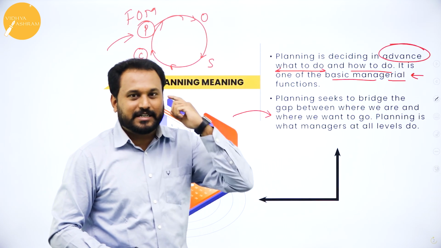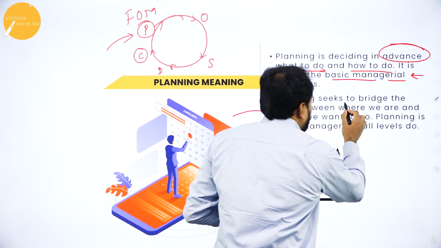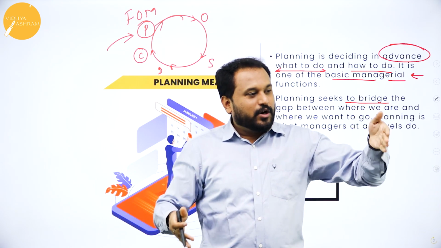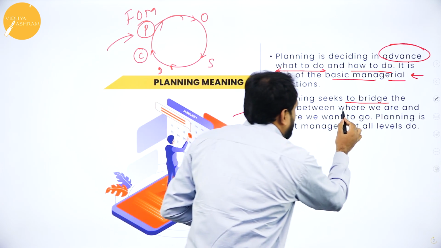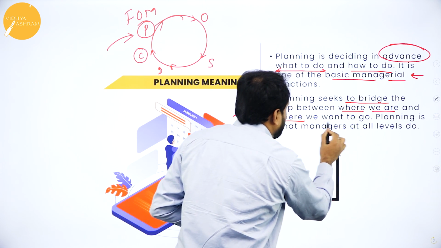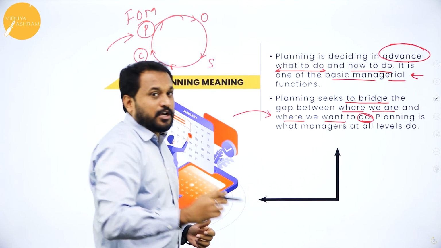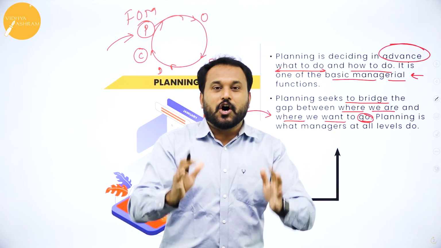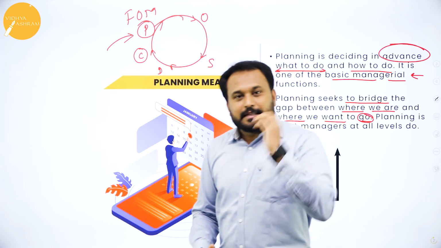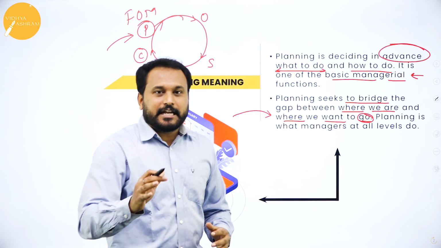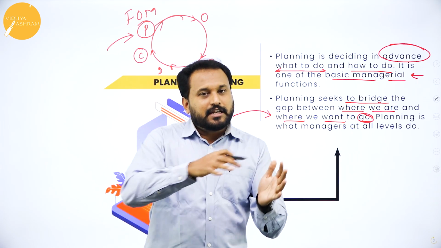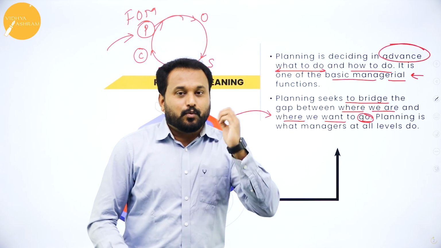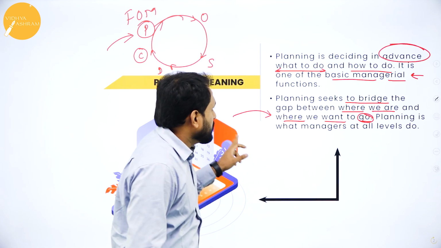Planning seeks to bridge the gap between what you are and what you want to be. So between where we are and where we want to go, that is what it is. We decide in advance, and planning is what managers at all levels do. There are so many levels, and all the managers of all departments go with planning: what to be done, what exactly we are supposed to go through. This is all called planning.